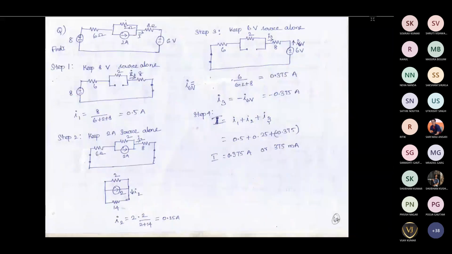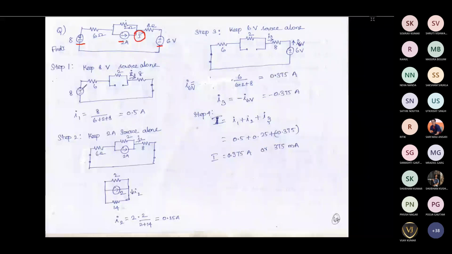Okay, so let us explain with this problem. Here we have three sources, 1, 2, and 3, and we will find the current or voltage, whichever is asked. Here they have asked for I, the current flowing through this path. So now what do you need to do?